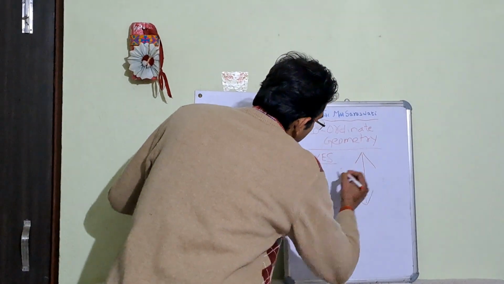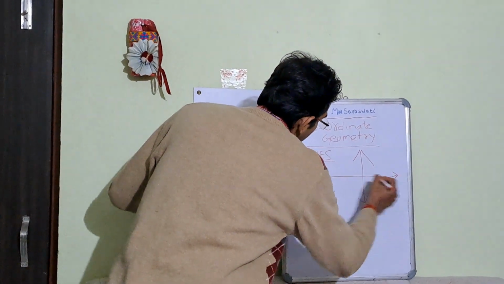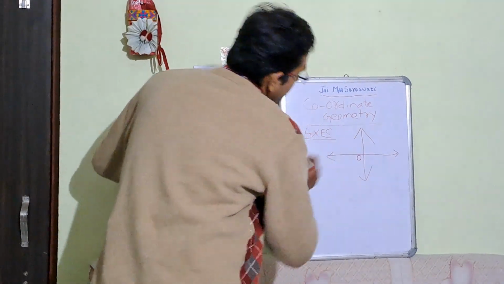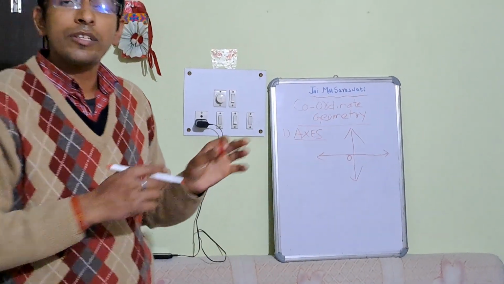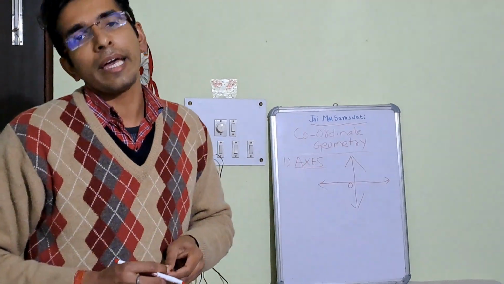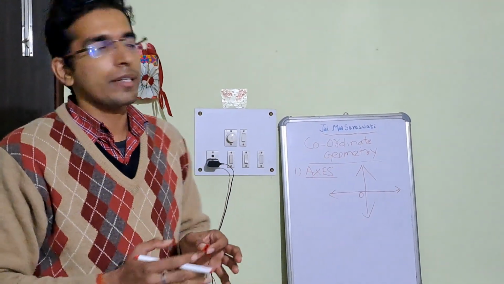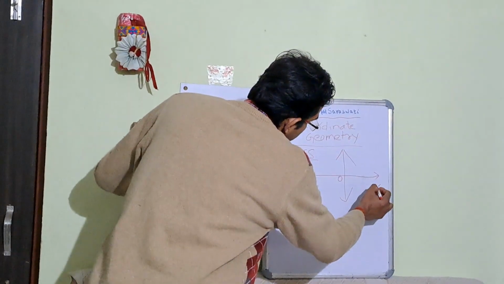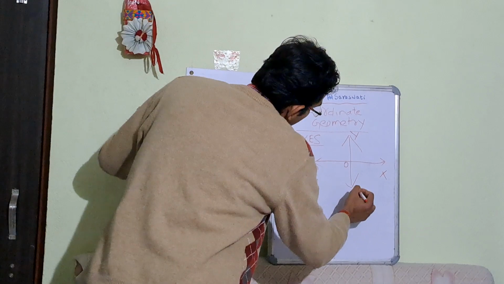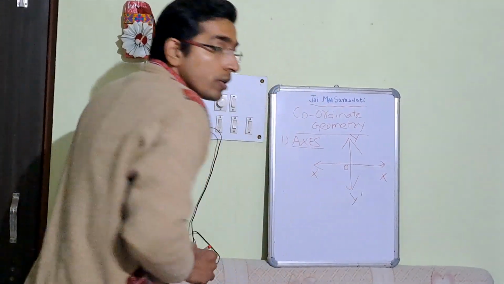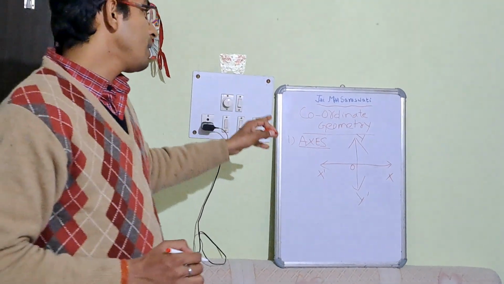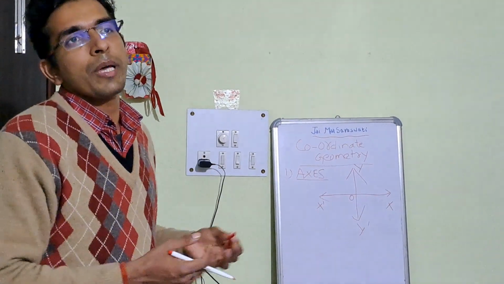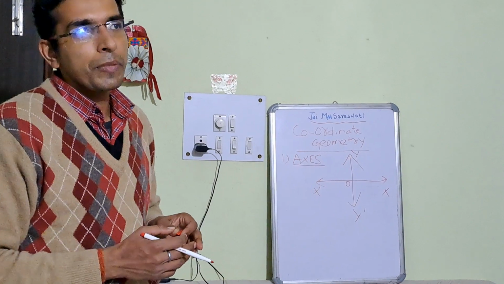According to the conventional rule, this is the origin. The origin is the midpoint, or the intersection point of both axes, the x-axis and y-axis. It is x dash and x, and y dash. Understood? This is the conventional sign which we will apply in coordinate geometry.